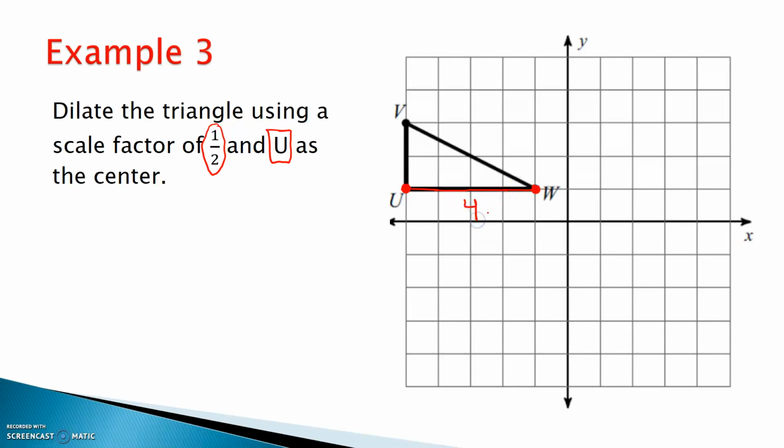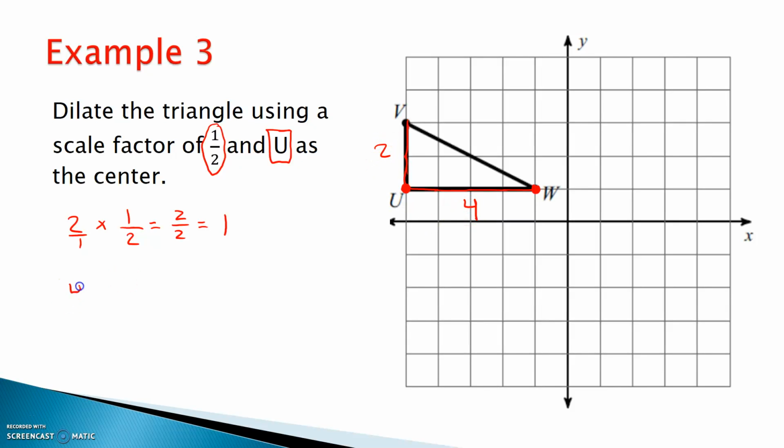Okay. From U to V, that was a distance of 2. And now I'm applying a scale factor of 1/2, so I know it's going to shrink. So when I do 2 times 1/2, that's really 2 over 2, or in other words, just 1. I know this side has to reduce by 1.